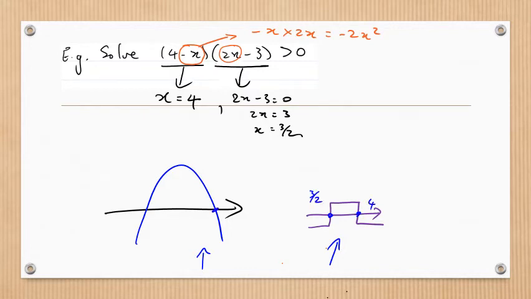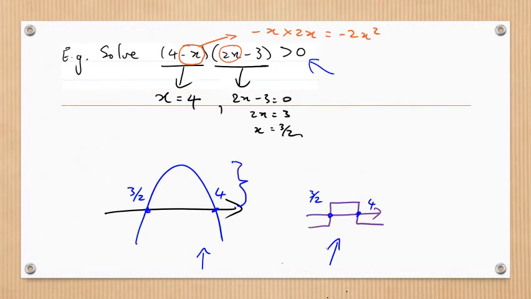I'll do the same thing here. Whoops. Wrong one. That's 3 over 2. That's a 4. All right. Now, what does the sign up here say? Greater than 0. So do I take the bit above the x-axis or below? Above. So this section is above the x-axis.